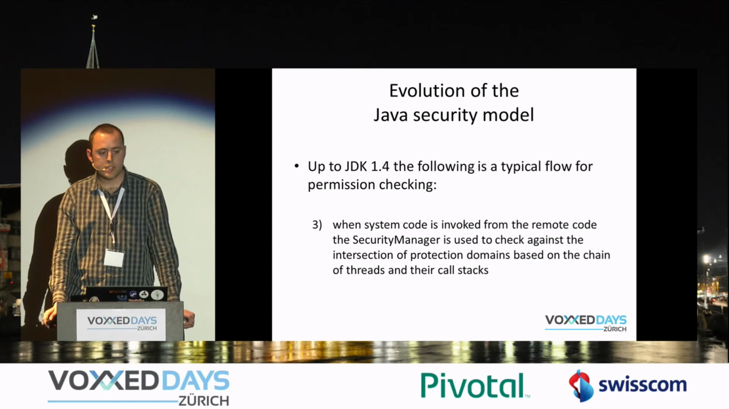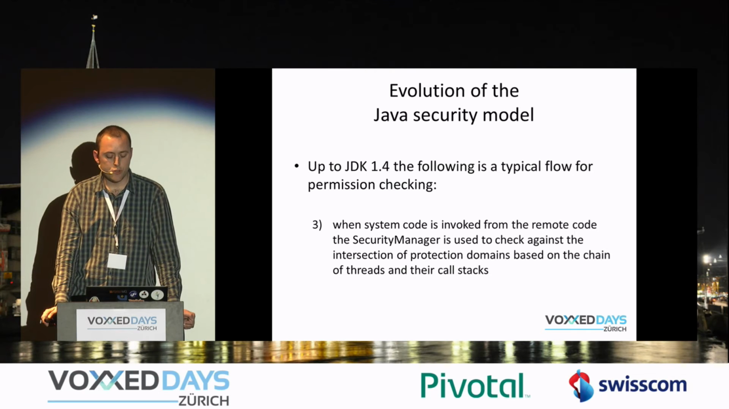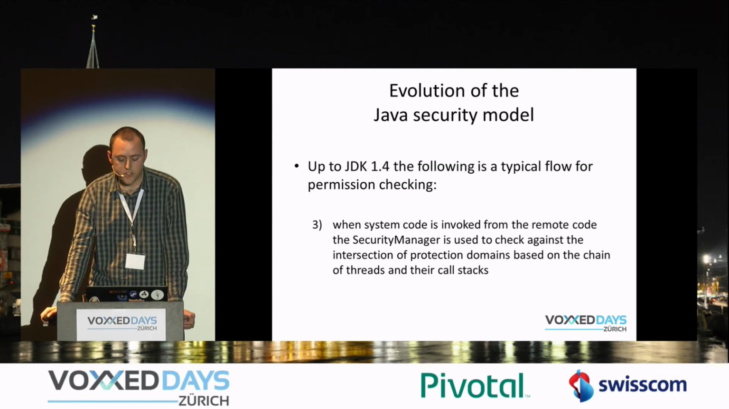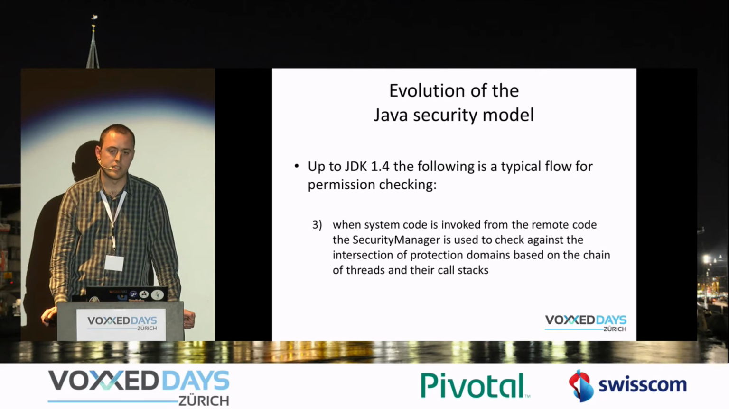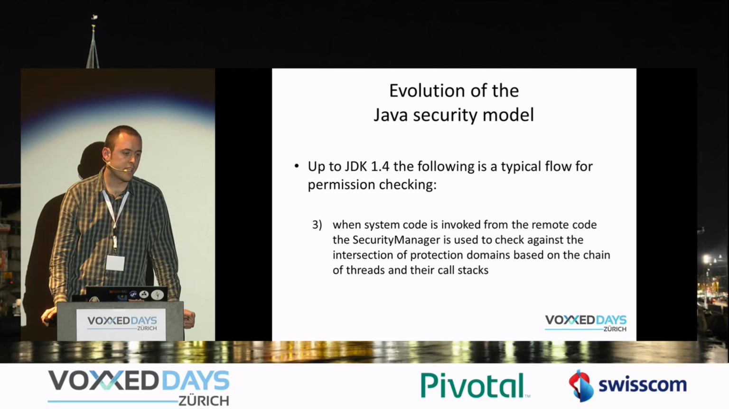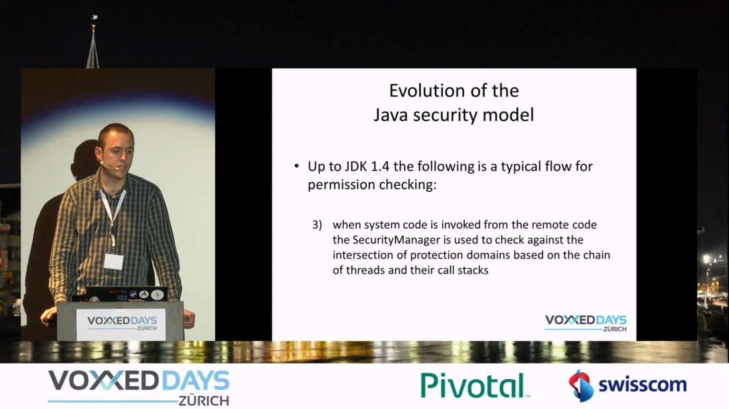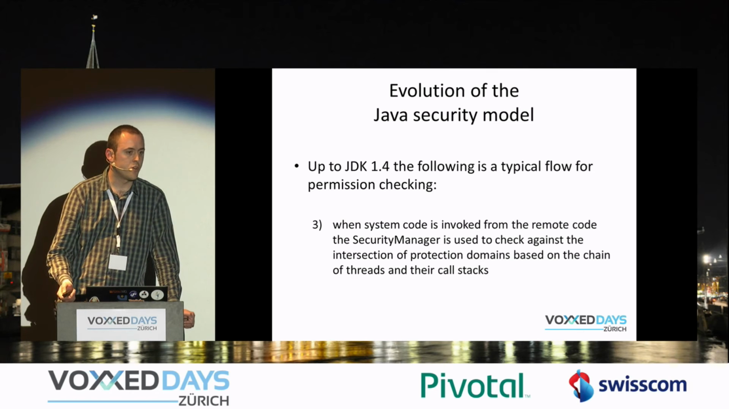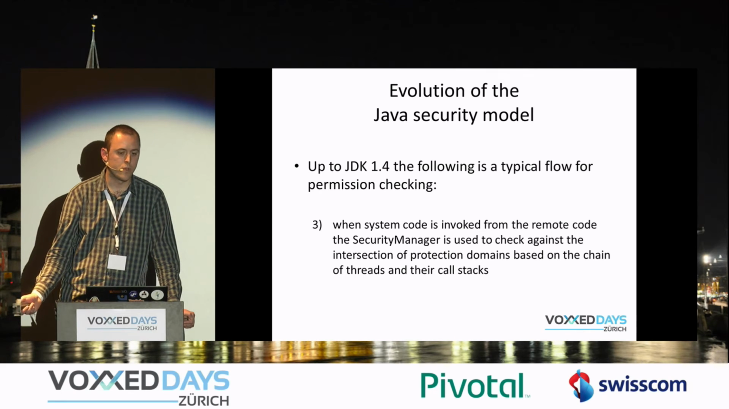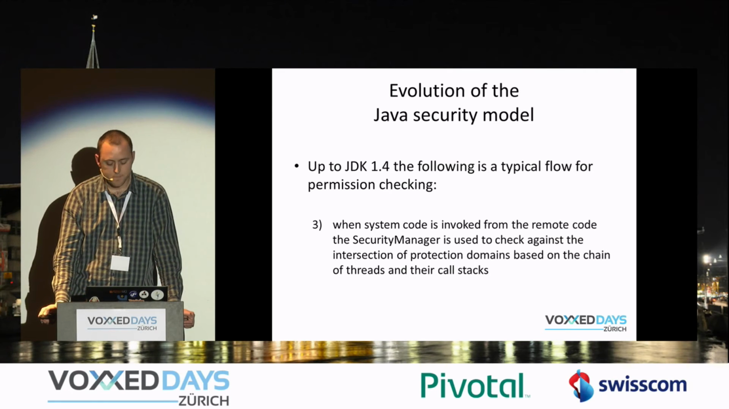And once our classes are loaded and system code is invoked, the security manager is used to check whether the intersection of all of the protection domains of all threads in the execution stack of the source code allows our classes to do what they want to do. So basically, the entire code base of the JDK is filled with securityManager.checkPermission calls, which try to check, for example, whether you are allowed to write to the file system when you create a file output stream, or whether you're allowed to open a socket connection.